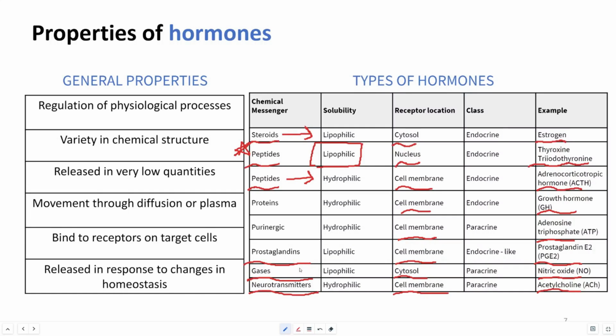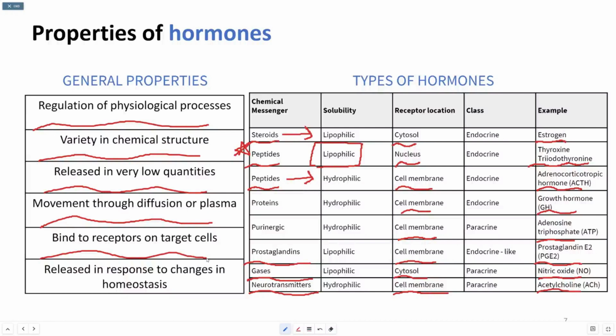The general properties of hormones include that they're regulated via physiological processes. They have a variety of chemical structures, as mentioned. They're released in small amounts and highly regulated. They move through either diffusion or through the membrane. They can bind to a target receptor located inside the cell or on the outside of the cell. And they're released based on disturbances and changes to your homeostasis.